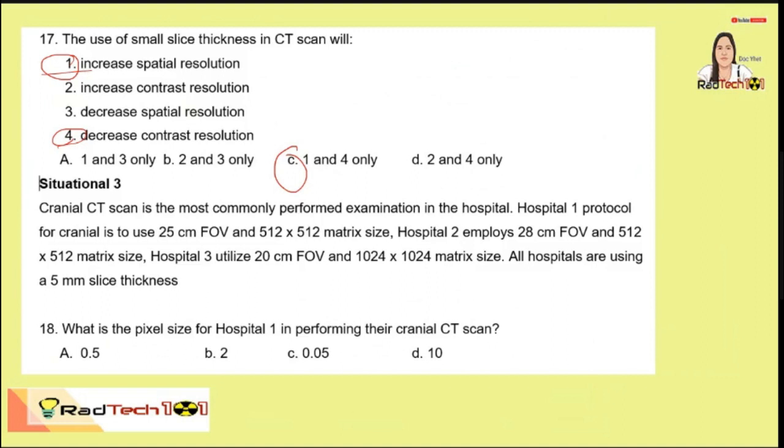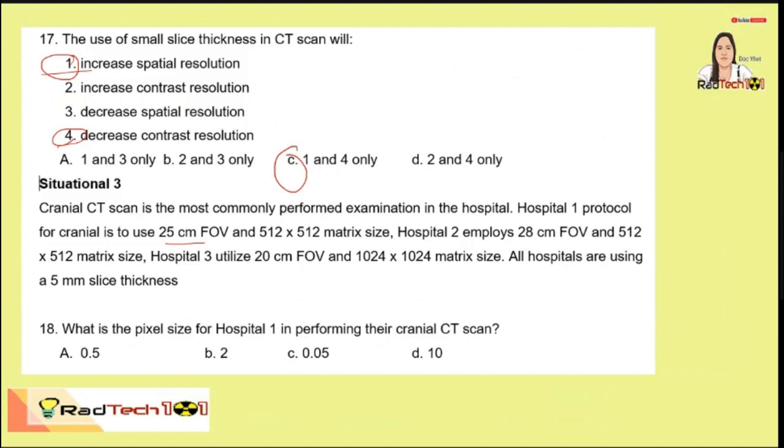Section 3, cranial CT is the most commonly performed exam in the hospital. Hospital 1 protocol for cranial is to use 25 cm FOV and 512 by 512 matrix size, while Hospital 2 employs 28 cm FOV with the same matrix size, 512 by 512, and Hospital 3 utilizes 20 cm FOV and the matrix size is 1024 by 1024. Also, all hospitals are using for their protocol 5 millimeter slice thickness. So what is the pixel size for Hospital 1 in performing their cranial CT scan?